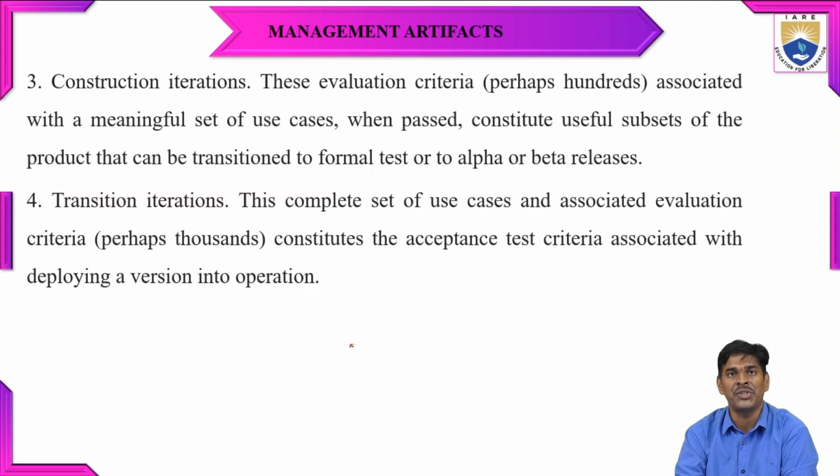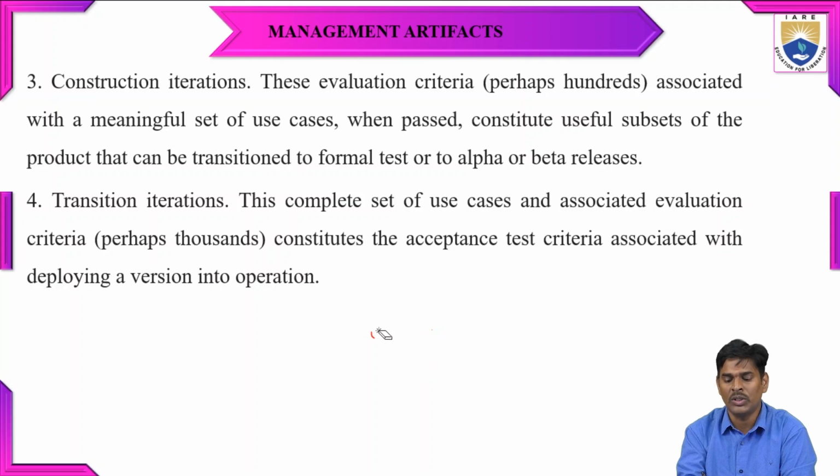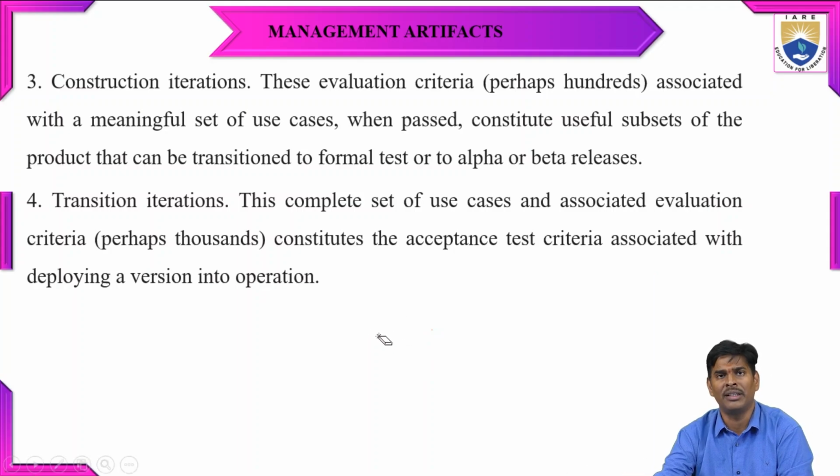We know that the transition iteration is mainly used for deployment. Testing can also happen in the transition iterations. This is a complete set of use cases associated with the evaluation criteria. It means they can have thousands. Previously, for the implementations, they could consider 100 use cases, so 100 evaluation criteria, to see whether each can be passed or not.